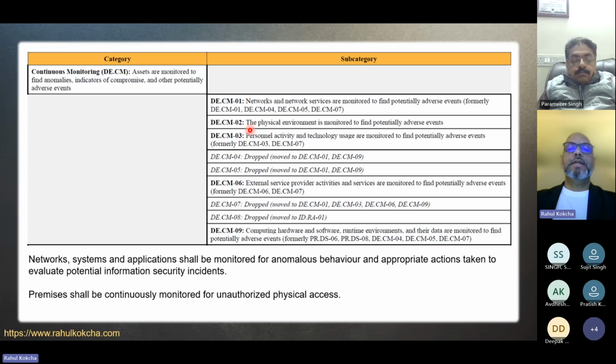So here it talks about the physical environment being monitored to find potential adverse events, and here it is that premises shall be continuously monitored for unauthorized physical access. Fine. Talking about the same thing. Any questions?